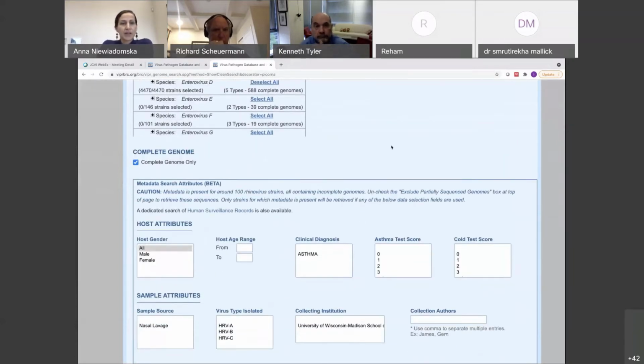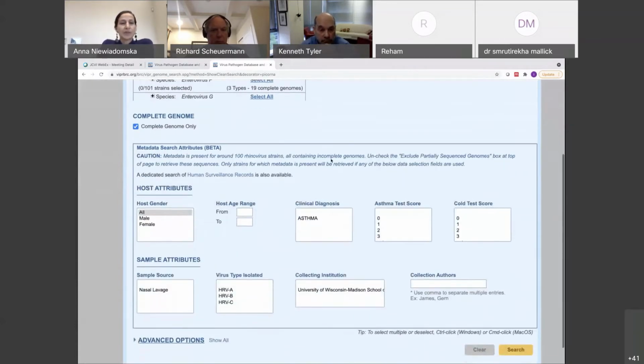We do have a couple of extra features, particularly in regards to rhinoviruses. One of our collaborators had a surveillance program where they would collect a lot of extra data on rhinoviruses. So here you have human rhinovirus A, B, and C. And there's some extra metadata, including the clinical diagnosis and association with clinical features such as asthma or cold test scores. And it also includes host age and host gender.